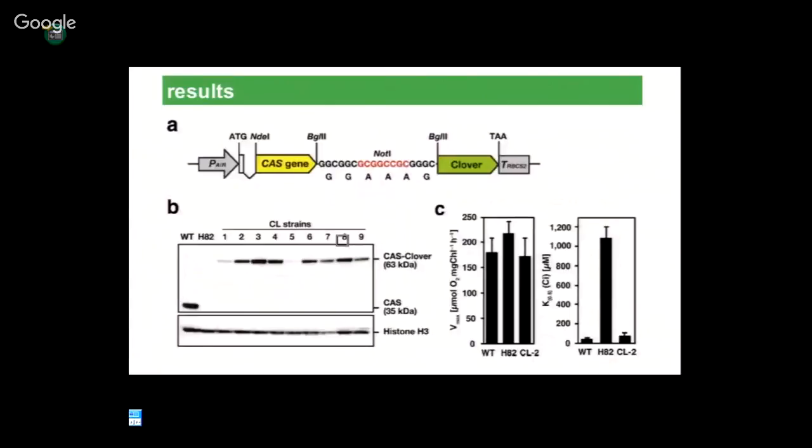Among these transformants, CL2 showed the strongest fluorescence signals and was selected for further analysis. The values of maximum photosynthetic activity, Vmax and K half, were similar to those of wild type. This result indicated that the decreased photosynthetic bicarbonate affinity of H82 cells was complemented by expressing the CAS-Clover.